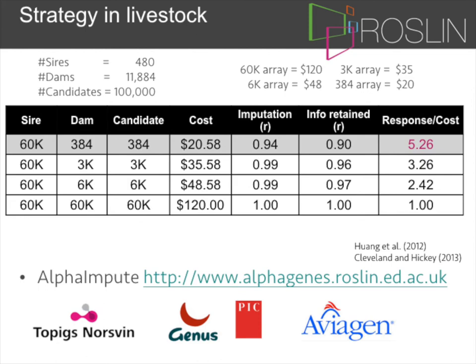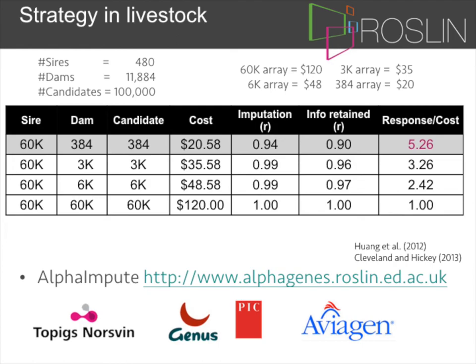We then took this equation, these numbers, and plugged it into the breeder's equation to work out a response per unit cost. And if you see, when you genotype everybody at 60K, at that time a very expensive cost, you were getting, let's say, one unit of genetic gain. But if you follow this low cost genotyping strategy, you would get 5.26 units of genetic gain more per unit cost.